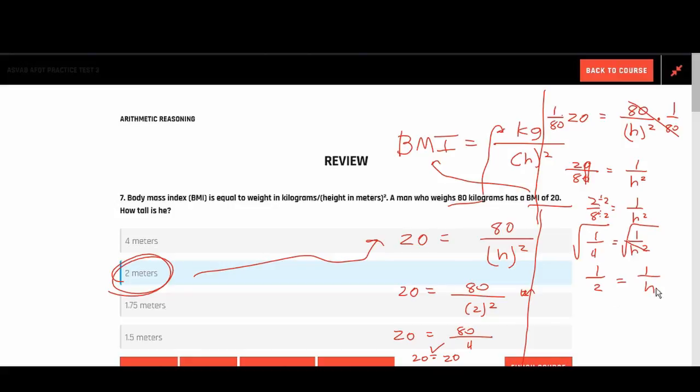And again, we're not done yet because this h is on the bottom. Now I have to multiply both sides by h. This crosses out. This leaves me with h over 2 equals 1. Now I have to multiply both sides by 2 to get h by itself. This crosses out the 2. We're left with h equals 1 times 2, which is just 2.